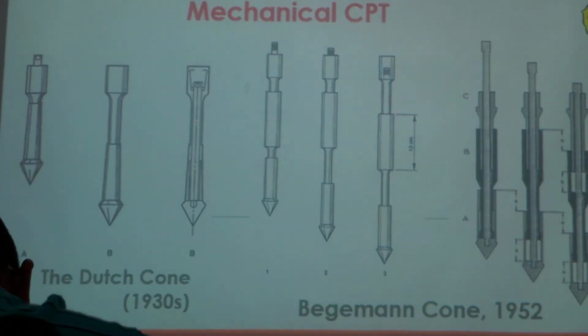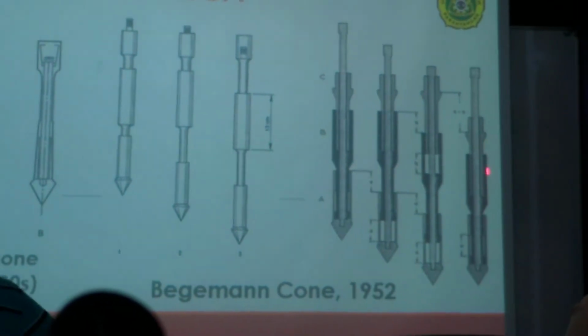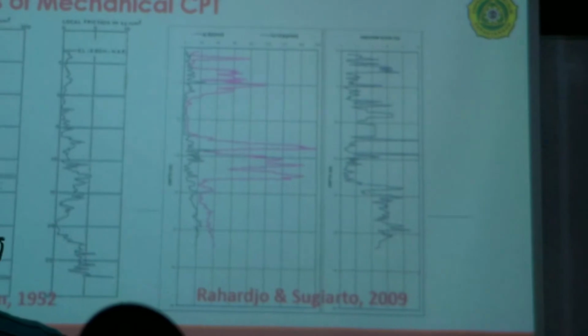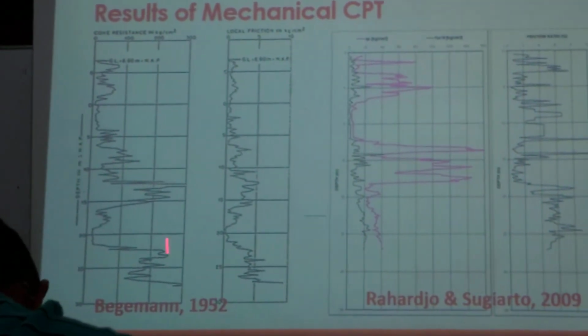And then the next step is push together. So the manometer will read the resistance of the cone and the resistance of the friction. This is just an example. This was done in 1952 by Beckman.